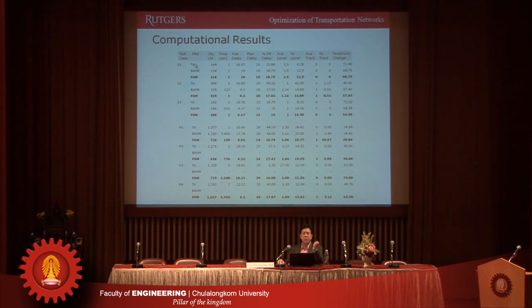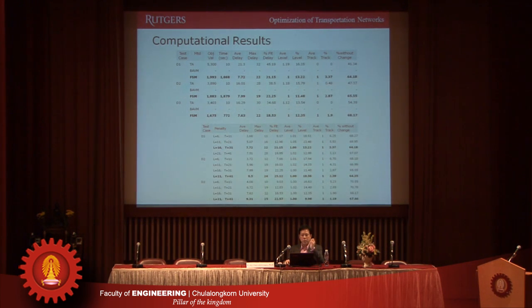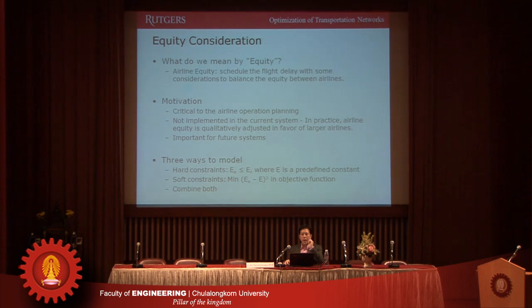So based on the heuristic by keep delaying, the basic absolute value model is the basic model, and FFM is a flight sequence model. Basically, we just proved that we can help them reduce the delay significantly, and help them reduce the average level change and the track change. So we just proved the point that we can do it, and we can also incorporate an equity model.